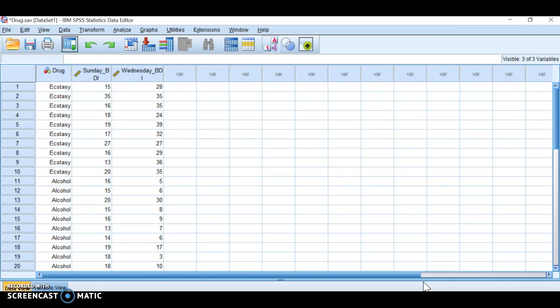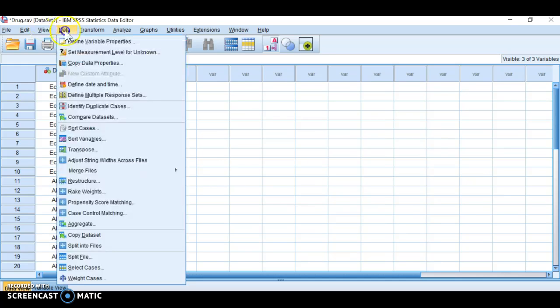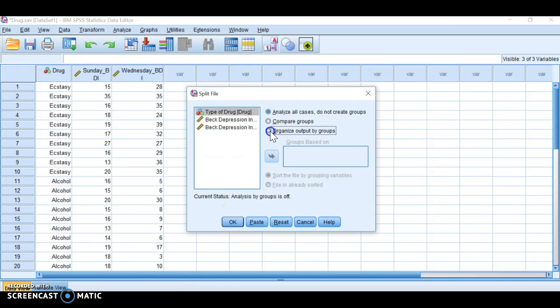Okay, so the very first thing we want to do, because we want to look at within this particular group and in this particular group, is go to data and split our file, and we're going to organize our output by groups. So the type of drug is the grouping variable. Now you could have a different grouping variable. You could have gender as your grouping variable, or you could have leaders and non-leaders as grouping variable, depending on how you set your data up.